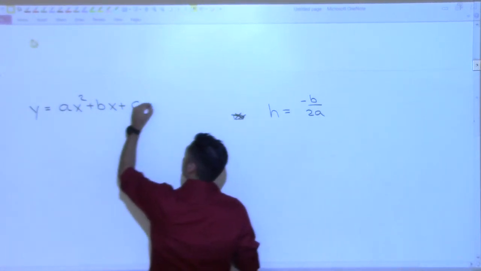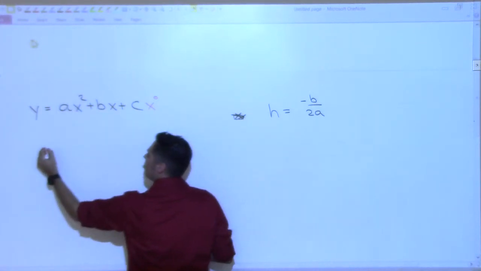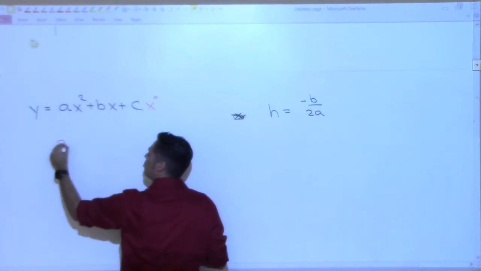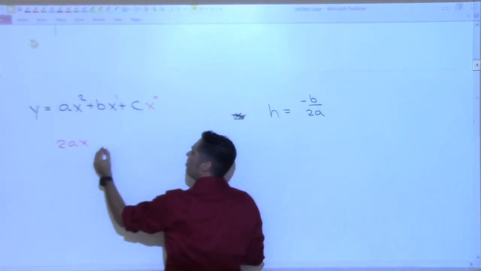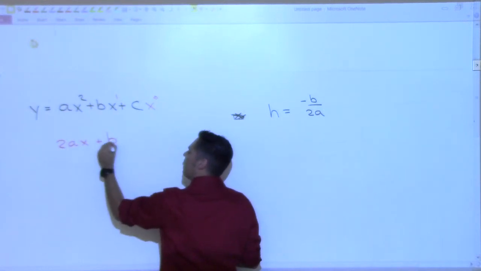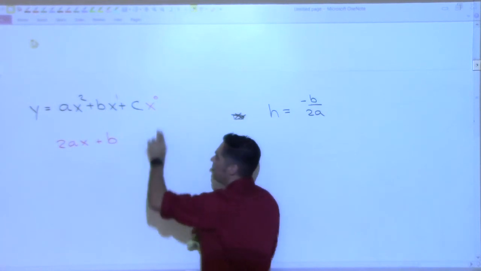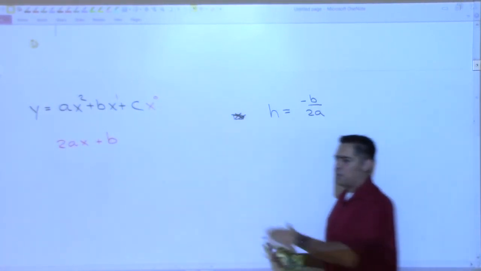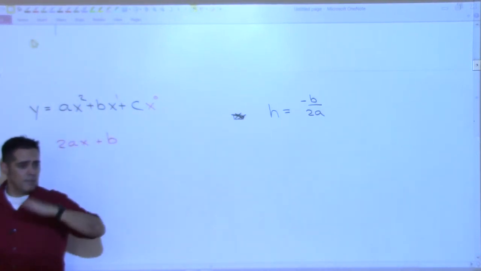If I do that, this is an x to the 0 here, right? So I bring this down. If I wanted to know the derivative of this, I'd bring this down. I have 2ax. And then this is a 1, so I bring that down, I get plus b, and then x to the 0. And then this one, the 0 would come down. That's all that would be left. This expression right here tells you the slope of the tangent line, doesn't it?